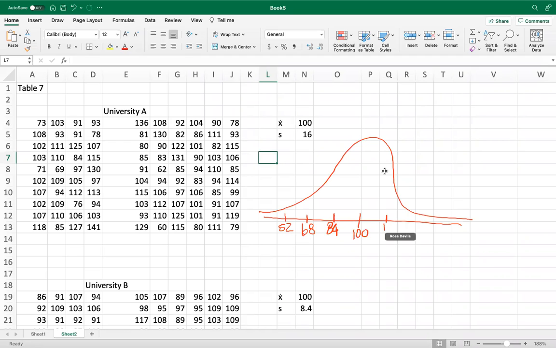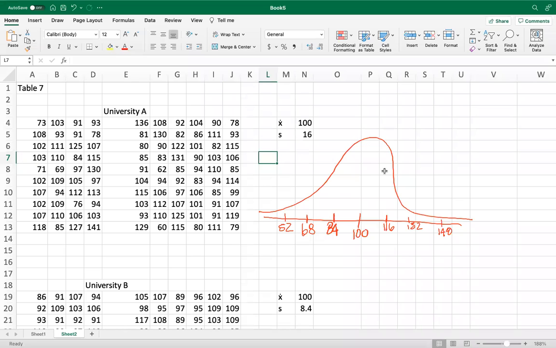So 116 here, 132 here. And the last one, 3 standard deviations, is 148. So that's how we could draw our bell-shaped curve.